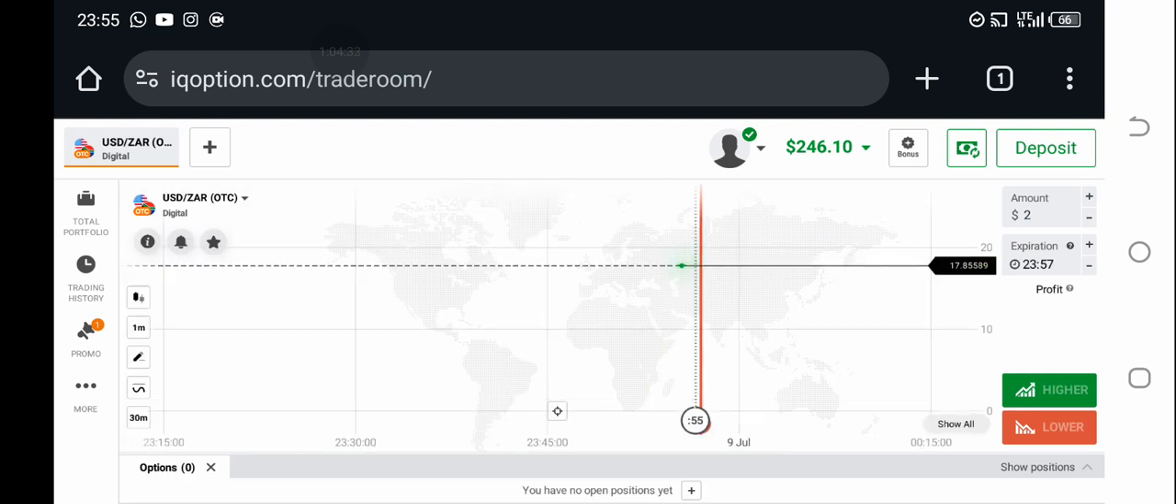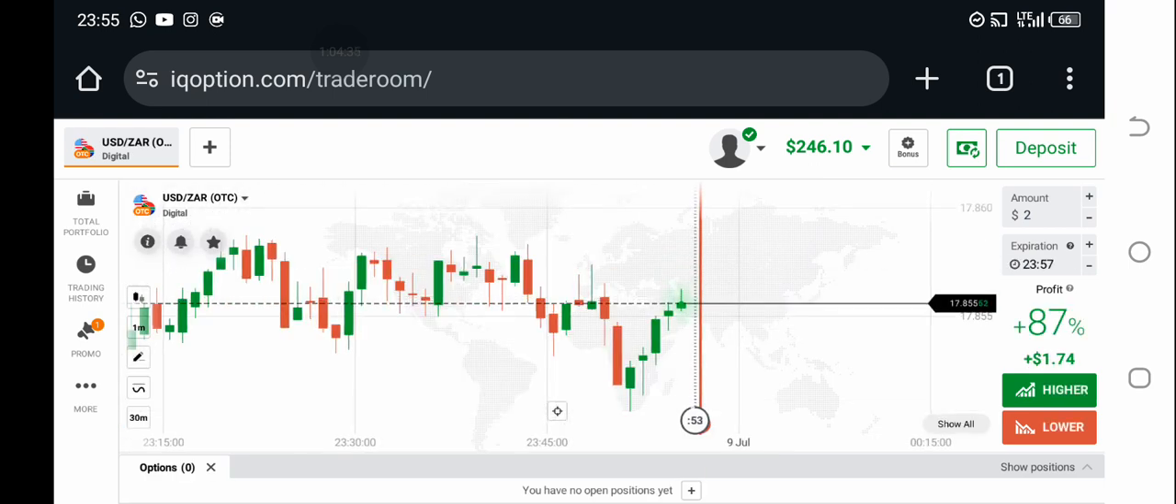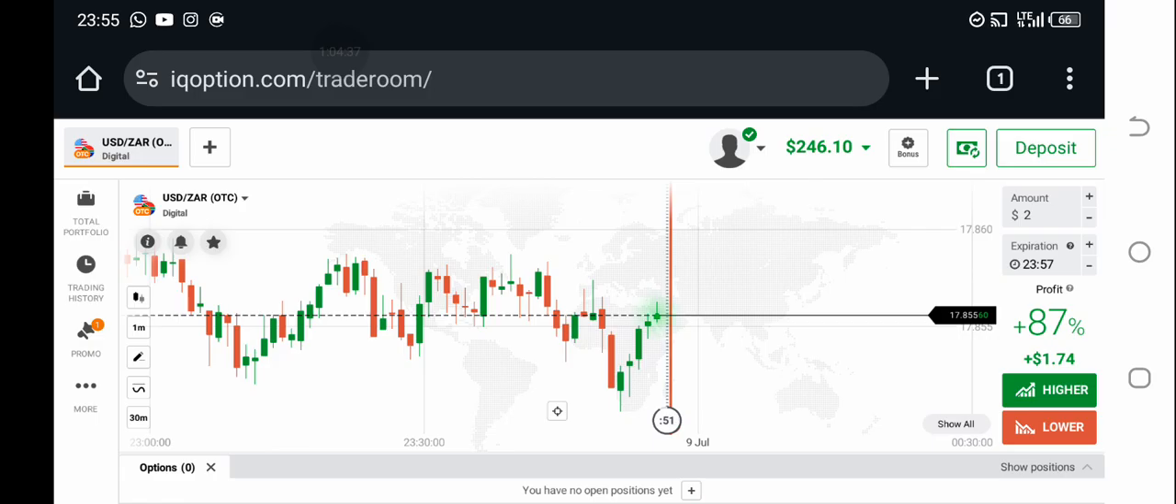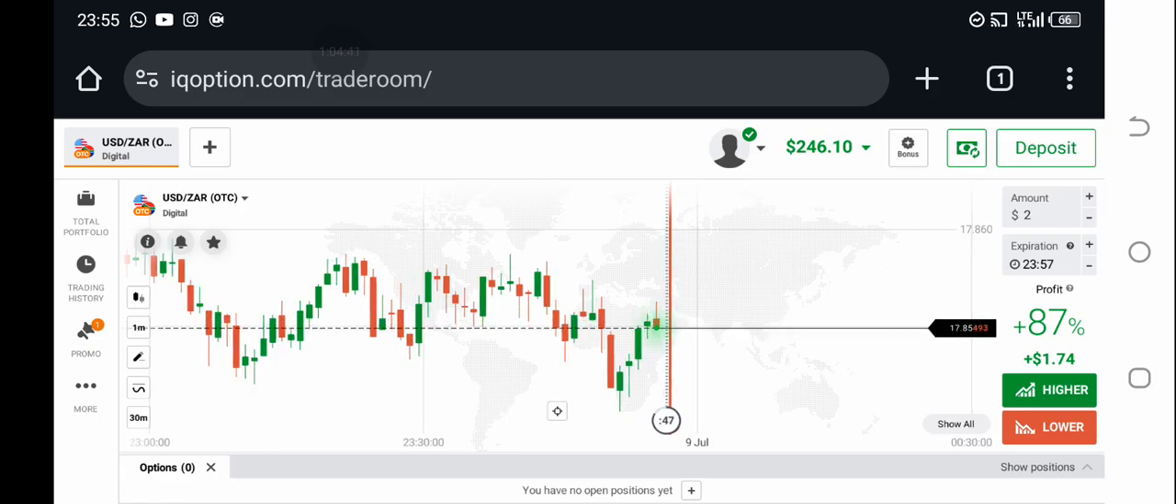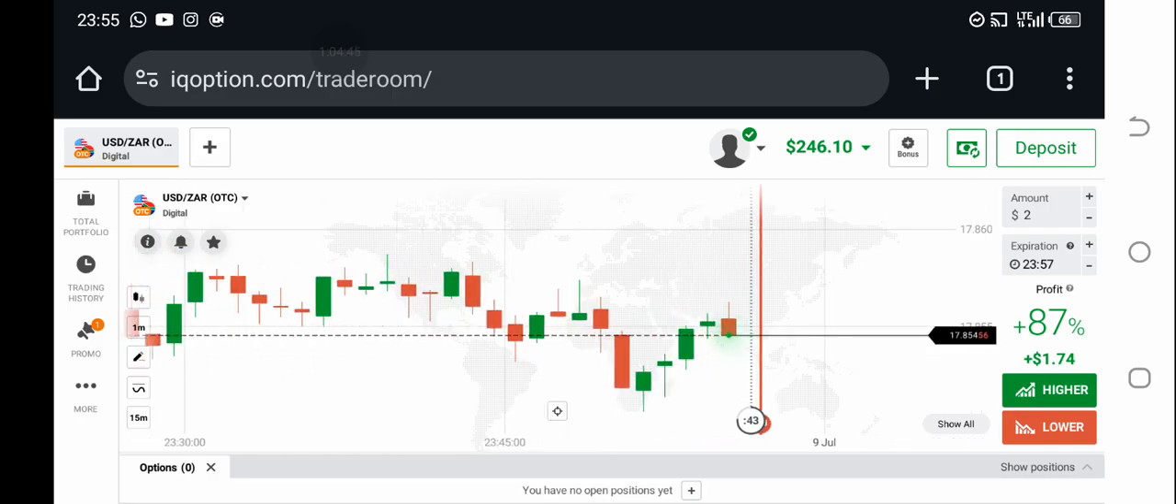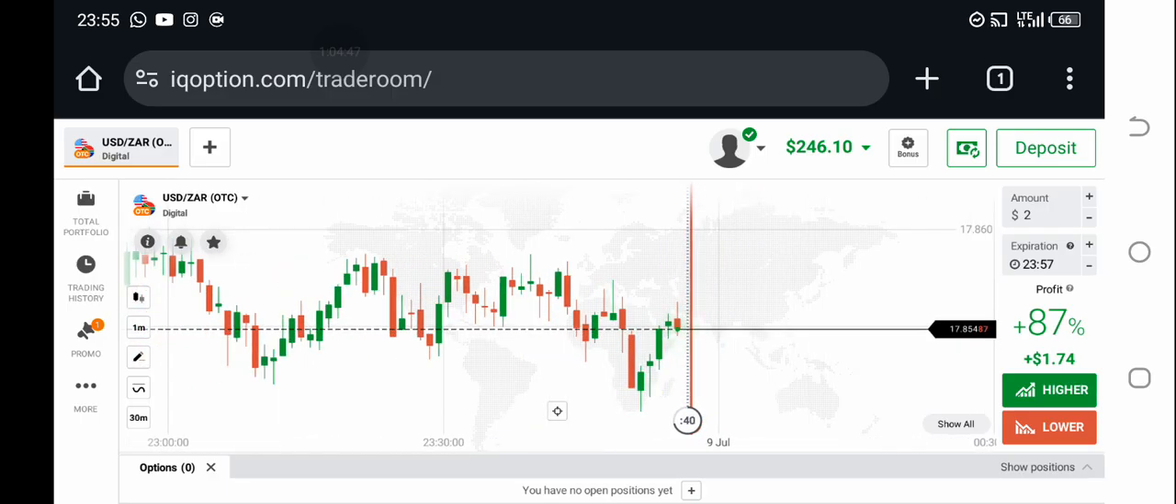If I see a good trading opportunity or a good signal, I will open a trade. Now this is a good signal on this live current chart because we are seeing a hanging man, but I don't know. Let me see how this candle will close.